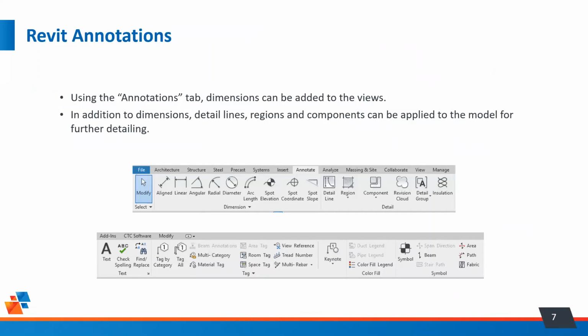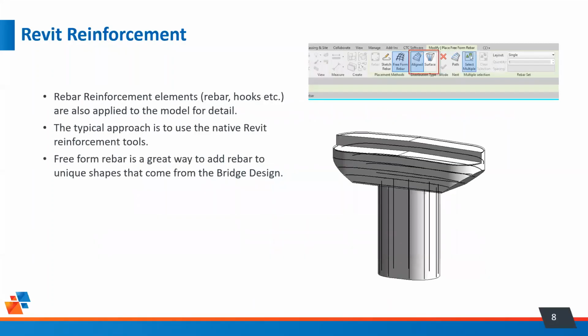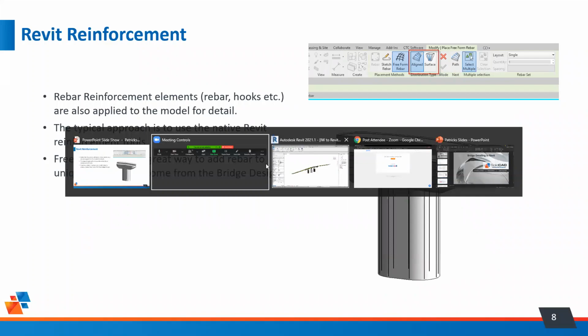Revit Annotations. Using the Annotations tab inside of Revit, dimensions can be added to the views. In addition to dimensions, detail lines, regions, and components can be applied to the model for further detailing. Revit Reinforcement. Rebar reinforcement, like rebar hooks, etc., is also applied to the model for detail. The typical approach is to use the native Revit reinforcement tools. Freeform rebar is a great way to add rebar to unique shapes that come from the bridge design. So let's get into a quick demo.